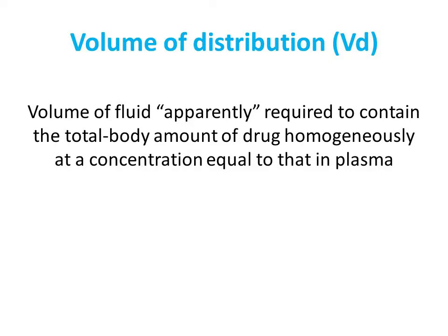What is volume of distribution? Well, it is the volume of fluid apparently required to contain the total body amount of drug homogeneously at a concentration equal to that in plasma. In simple terms, how much body fluid is required to make the concentration of a drug the same as in tissue and plasma. Let's take a hypothetical case.